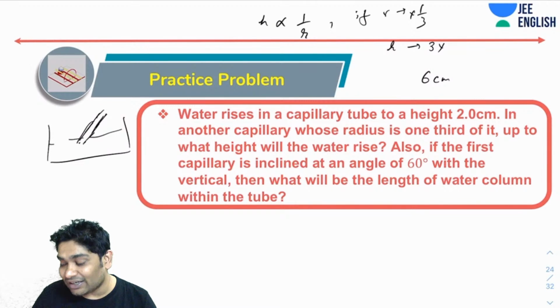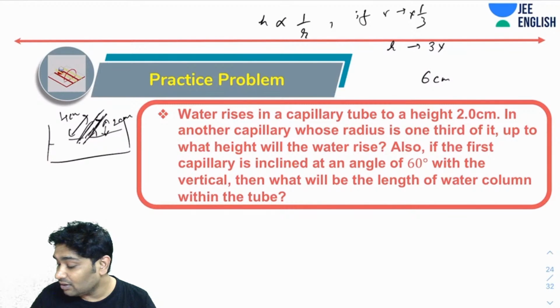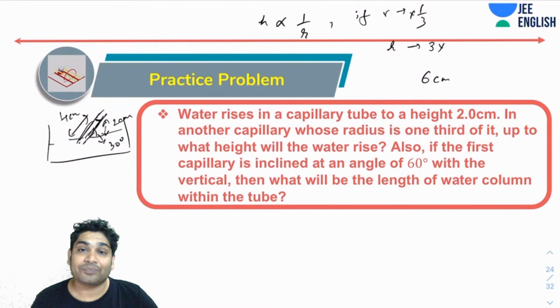Alright, so even if you incline it, the vertical height of the capillary would remain the same. So this would still remain 2 centimeter. So because of this length would become 4 centimeter. Okay, so the vertical angle was 60, so this angle would be 30. So yes, absolutely correct. No problem.